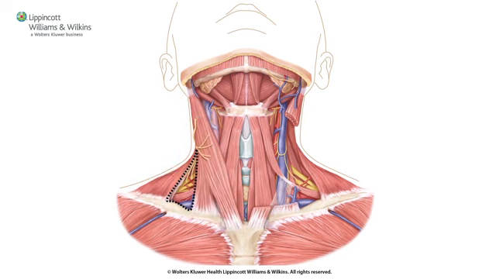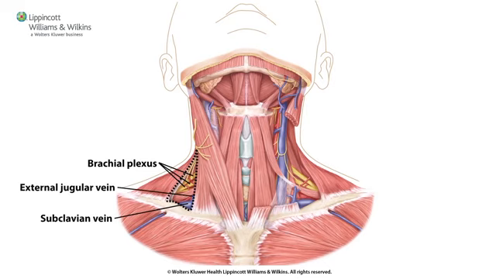So what is in the posterior triangle? Well, you have the brachial plexus. Near the clavicle, specifically at the mid-clavicle, you have the subclavian vein. Also in the posterior triangle, you have the external jugular vein. And a muscle overlaying the posterior triangle is the inferior portion of the omohyoid. So that's also in the posterior triangle.